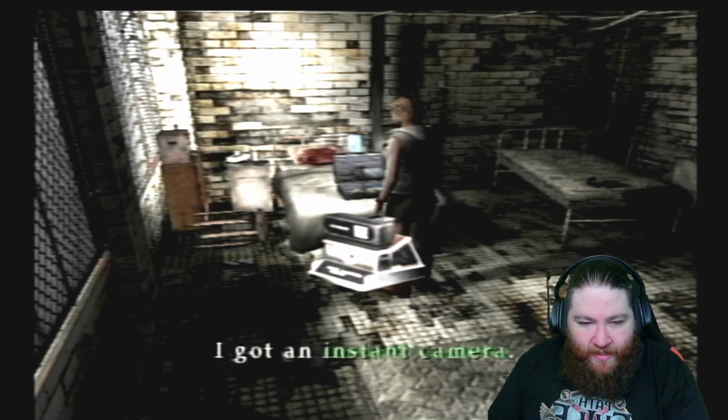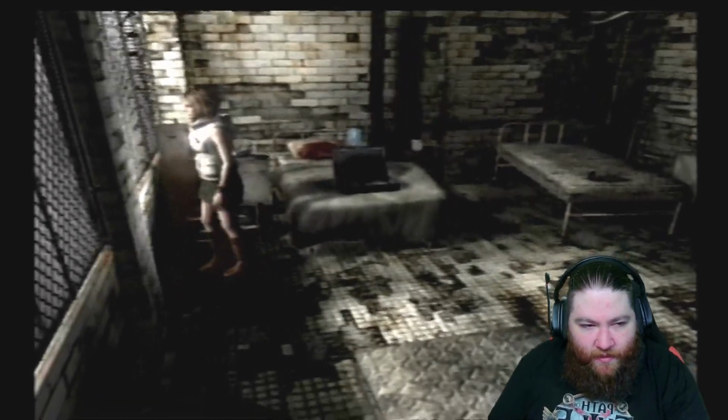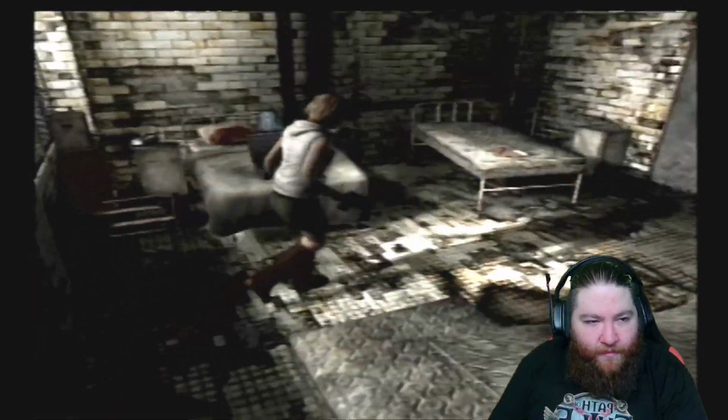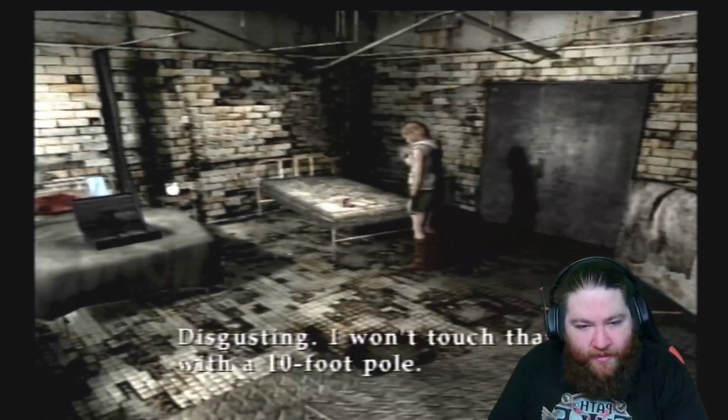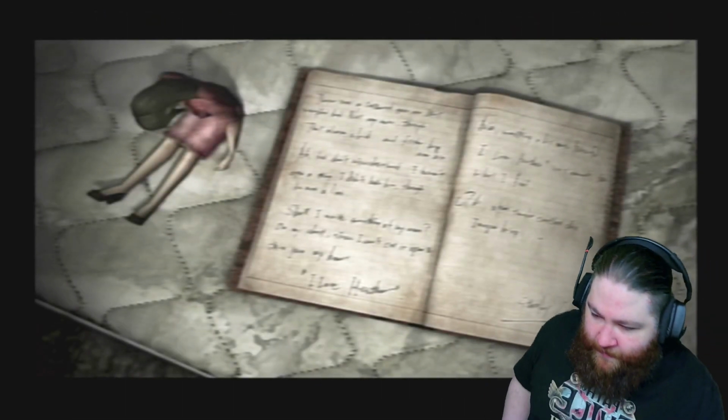Yeah, that was easy. Instant camera, nothing interesting in the case. Okay. What is this on the bed over here? Oh, is it more... God dang it, Stanley. You messed up my puzzle from earlier.